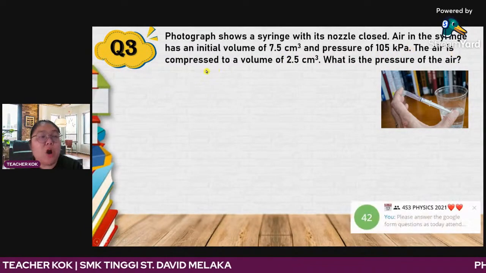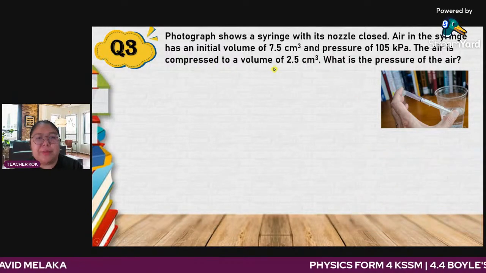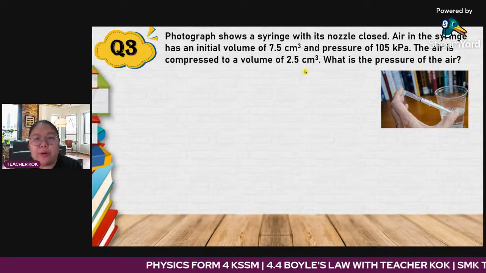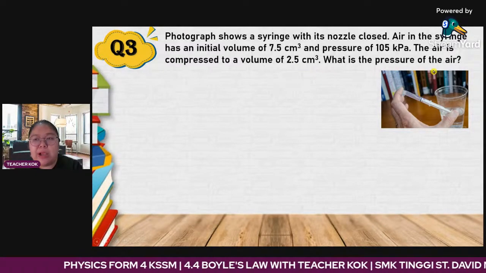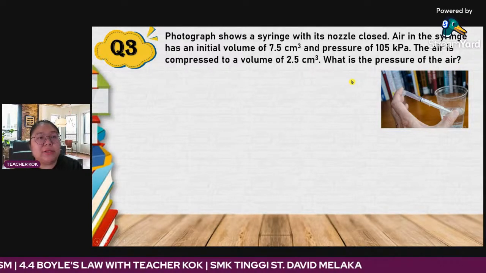Now the A is compressed. They compress it and make it become 2.5. So what is the pressure of the A when it is 2.5?